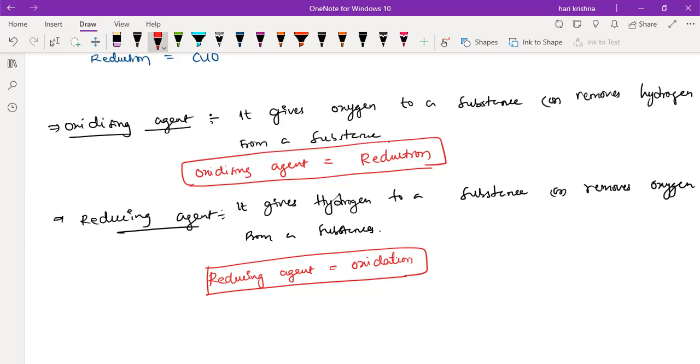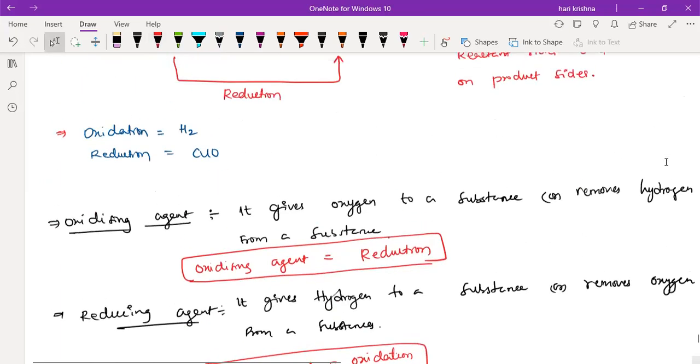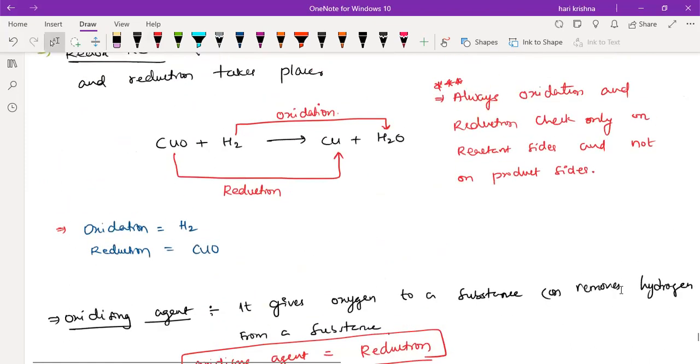Is it clear or not? Yes, sir. Now tell me, in the above example, which one is the oxidizing agent and which is the reducing agent? H2 is the reducing agent and CO2 is the oxidizing agent. Who is the reducing agent?